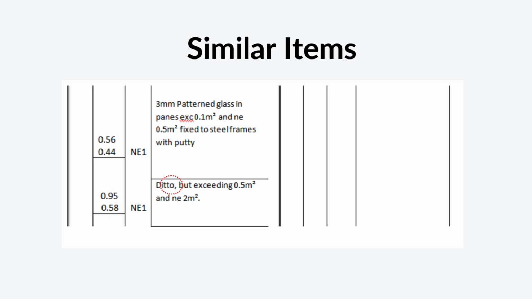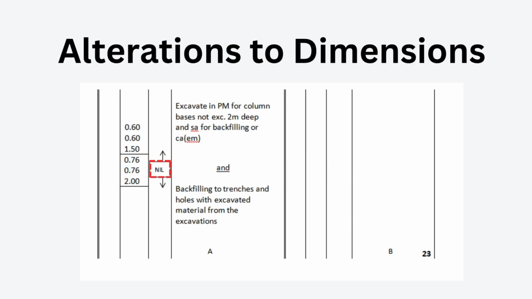Here, ditto is used to repeat the previous description, meaning the glass type, the thickness, the fixing method, and the frame remain the same. The only change is the pane size, which is now between 0.5 square meters and 2 square meters.